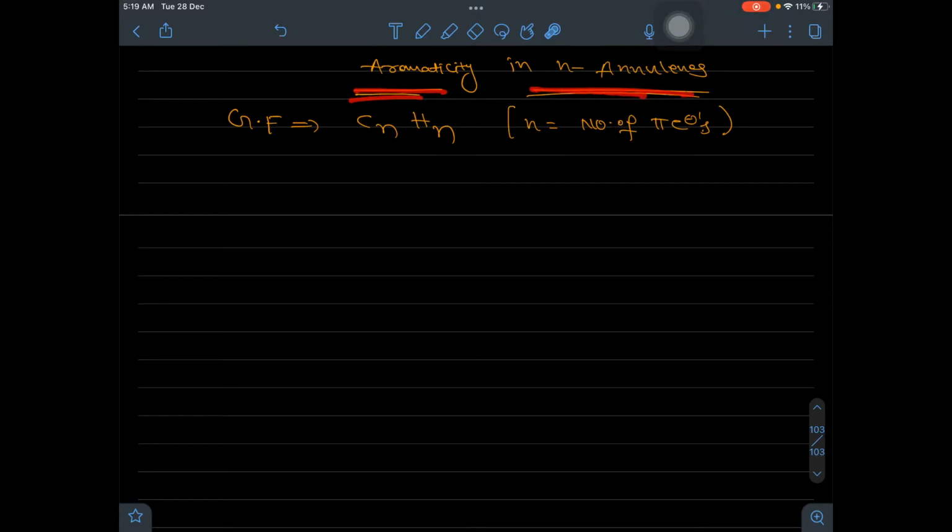Aromaticity in annulene compounds. The general formula of annulene is CnHn, where n indicates the number of pi electrons. One of the best examples of an annulene compound is [14]annulene. Based on the general formula, the molecular formula for [14]annulene will be C14H14. So carbon atoms are 14, hydrogen atoms are 14 and pi electrons are also 14.